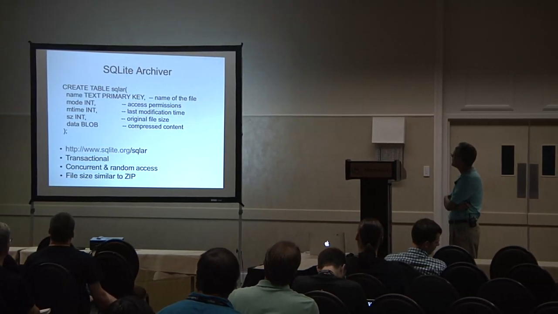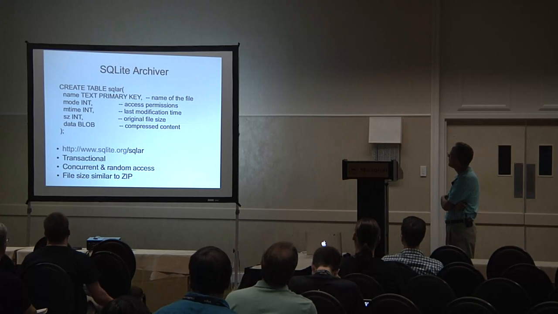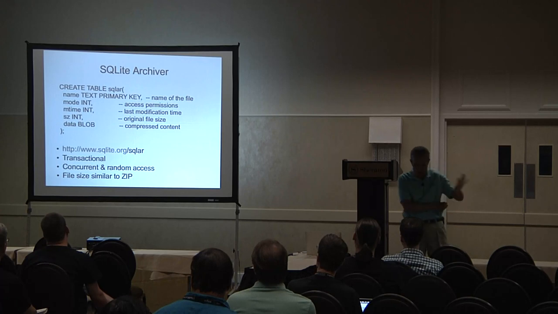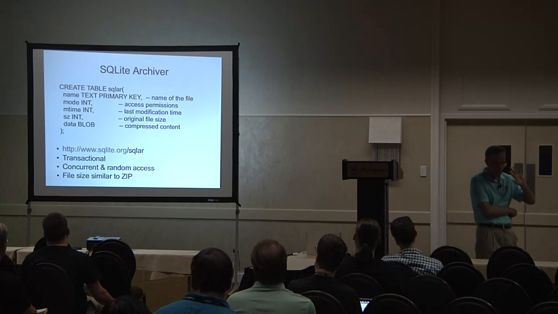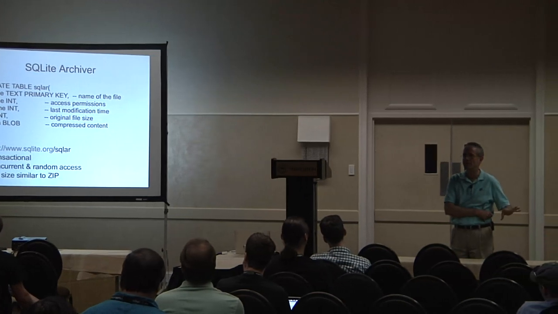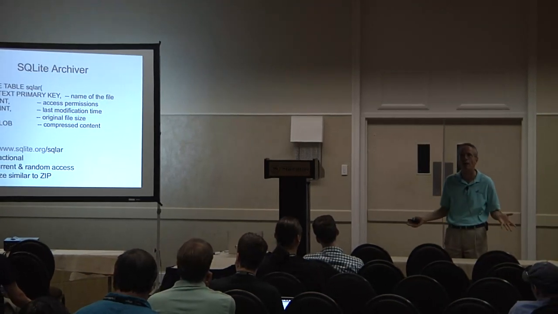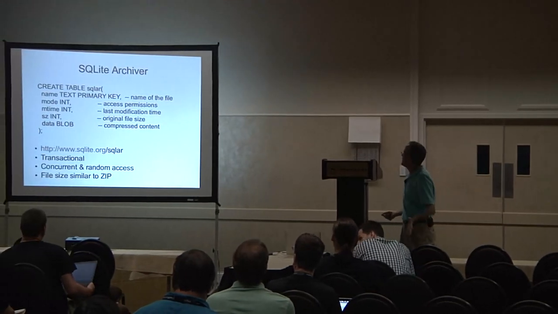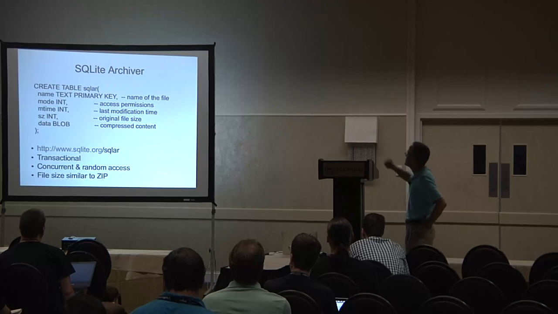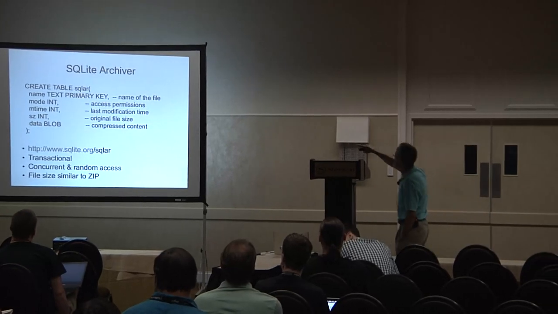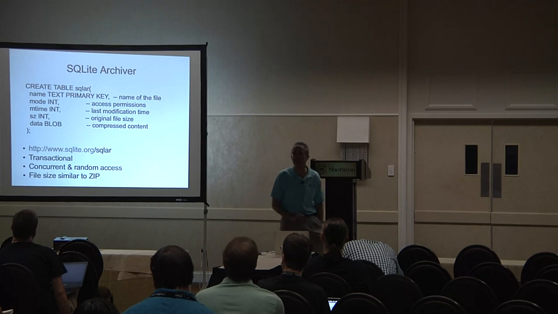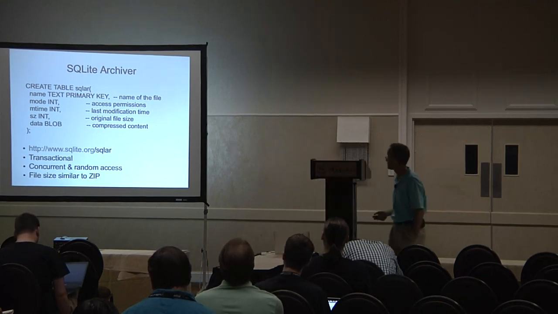Just, you know, as an experiment, I wrote this little program. What if you wanted to convert, say, an EPUB or an OpenOffice document into an SQLite database? It's already kind of engineered to be a pile of files. What if we built an archiver, a zip-like program that stored its data in an SQLite database? Here's the schema for such a thing. We've got the name of the file as the first field, its access permissions, and the last modification time, the original file size, and then a big blob that stores the compressed content.